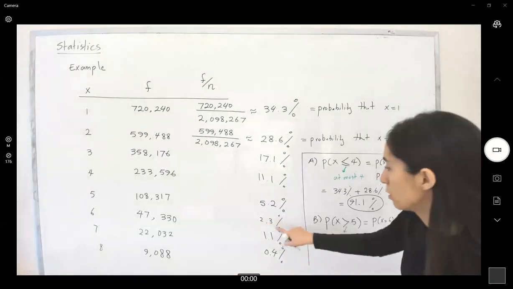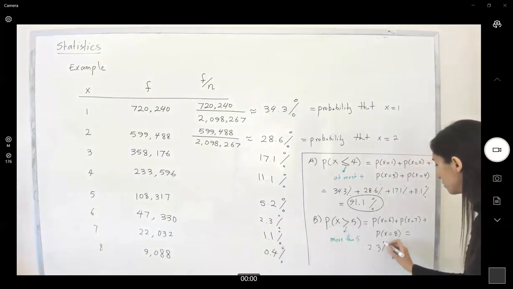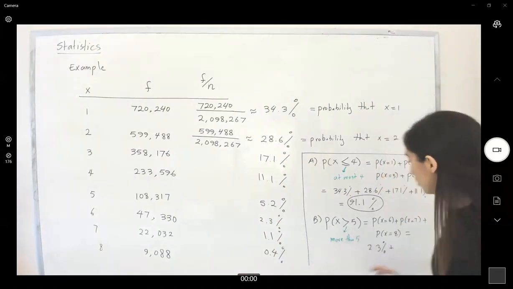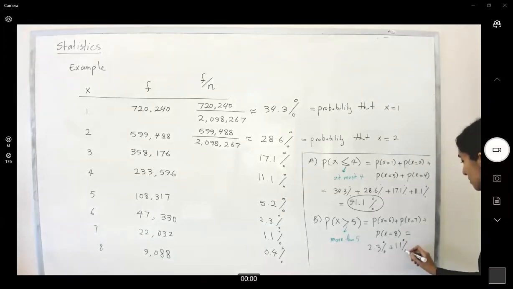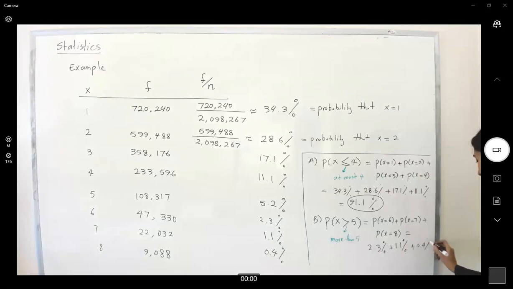6 is 2.3%, 7, 1.1%, and 8, 0.4%. By adding these together, we get 3.8%.